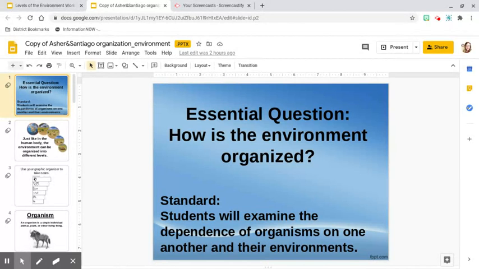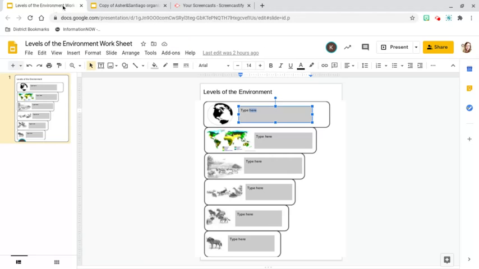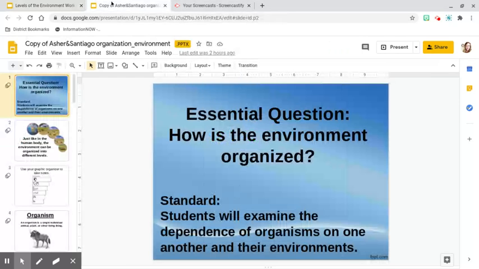We are going to be talking about your assignment for today. So in Google Classroom, you're going to see something that says levels of the environment. Okay. There are two things you need to open from that. First is this PowerPoint. This is what you'll use to fill in this other sheet that is on here, and you can just click where it says type here and erase that and type in your notes so that you have those filled out.